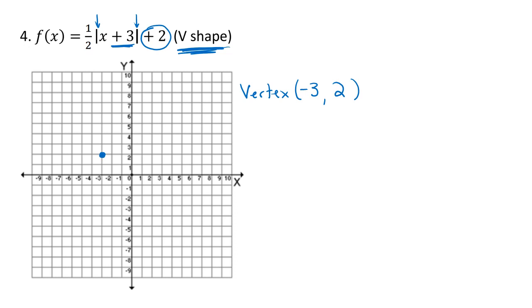Now, for an absolute value graph, the number in front will act as a slope. So this is going to count up 1, and we're going to count 2 in both directions to make a V. So up 1 over 2. Up 1 over 2 in the other direction. So we have ourselves a nice V-shaped graph.